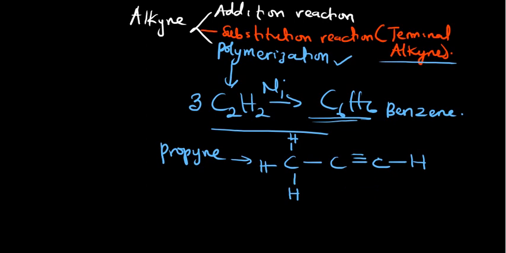If you look at this hydrogen in this double bond, it is at the edge. These are the edge. So this type of alkyne is called terminal alkynes. So it is this type of alkyne that can undergo substitution reaction. So that's for the hydrocarbons.